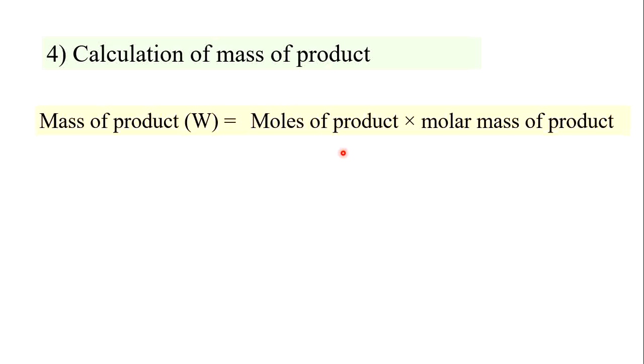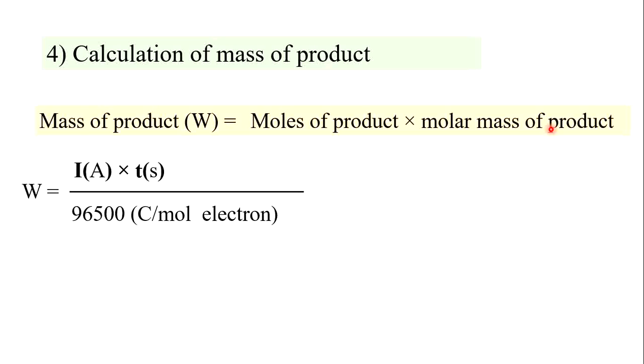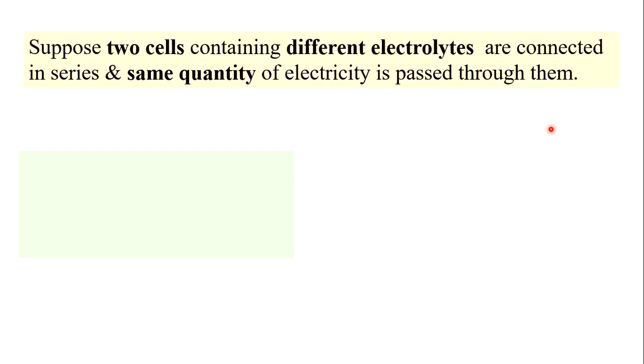And once you get the number of moles of product formed, you can calculate the mass of product. You know the relation n is equal to W divided by M. That means the mass of product W is equal to the number of moles of product into the molar mass of product. And moles of product is equal to I into t divided by 96,500 into mole ratio, into molar mass of product. That will give you the mass of product.